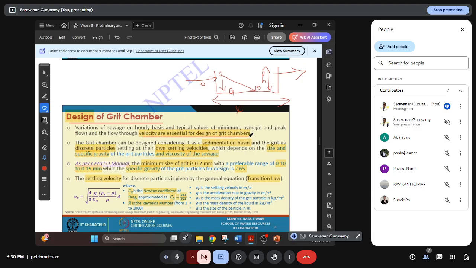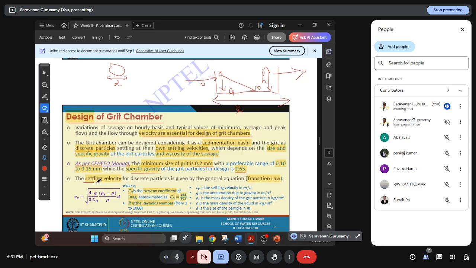So velocities are essential for the design of the grit chamber. How to find the velocity? That is the settling velocity. It's similar to the sedimentation tank. Simply we are sedimenting the particles, right? Based on the size of the particle, we are going to design. Always assume the particle as a spherical particle, and you can get the diameter of the particle. As per the CPHEEO manual, the minimum size of grit will be 0.2 mm and the specific gravity of the grit is 2.65, as I mentioned earlier.